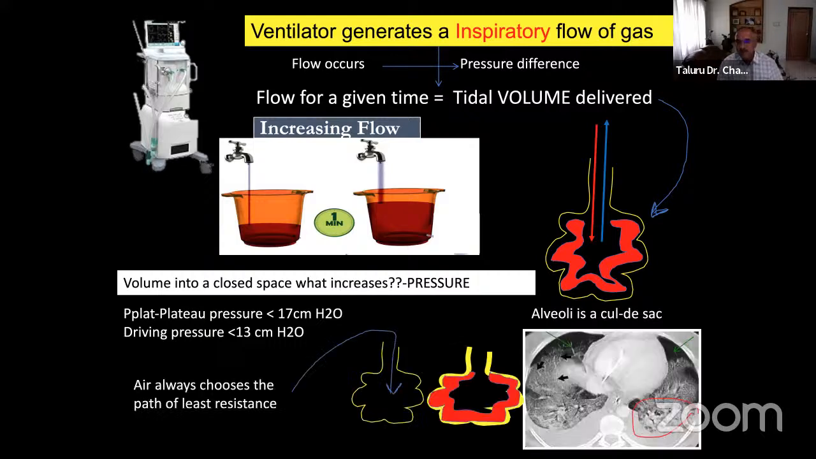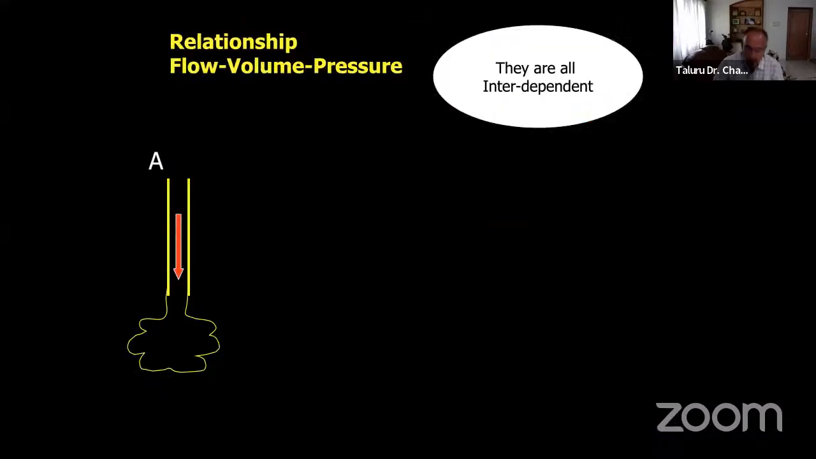And air always chooses the path of least resistance. So whenever some alveoli are collapsed because of a supine position, reverse Trendelenburg, or whatever, the tidal volume delivered has to be reduced. And we have already understood that in an anesthesia patient, the tidal volume we use is around 6.5 to 7.5 ml per kg. You don't need to use anything more. So they are all interdependent.